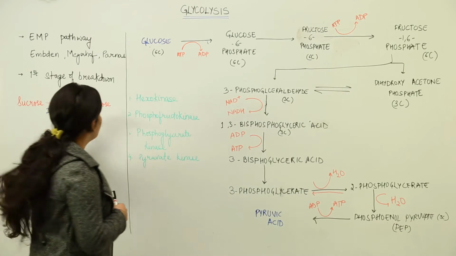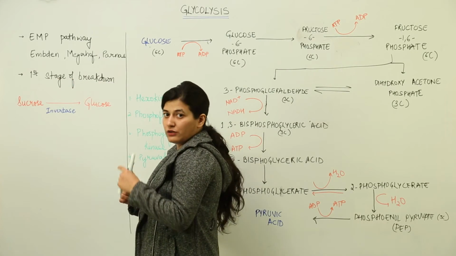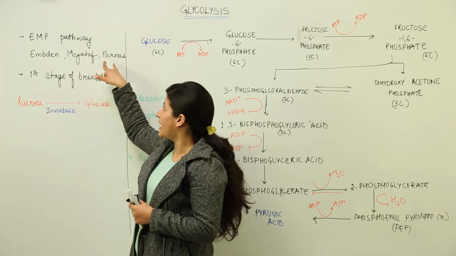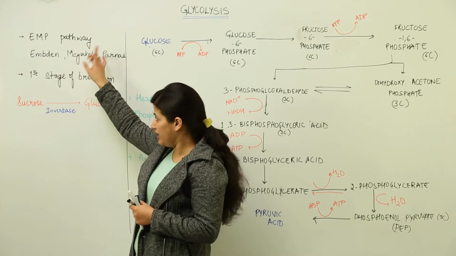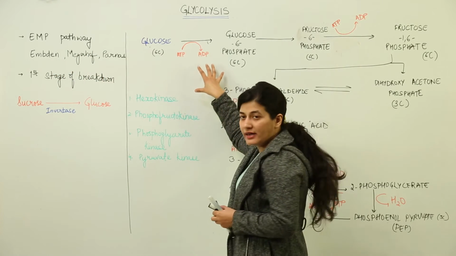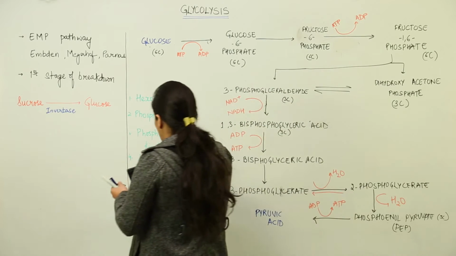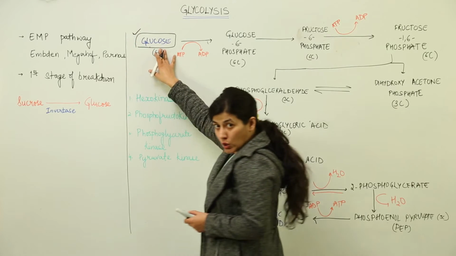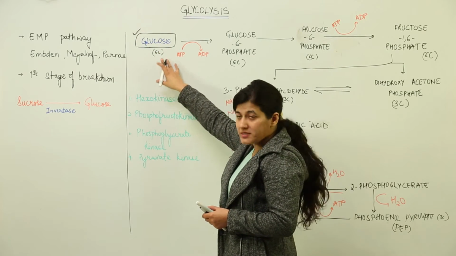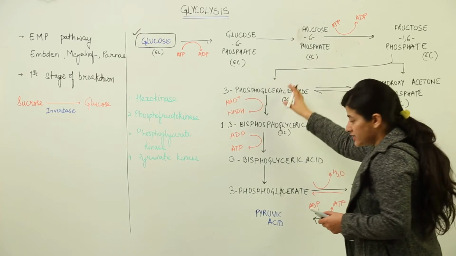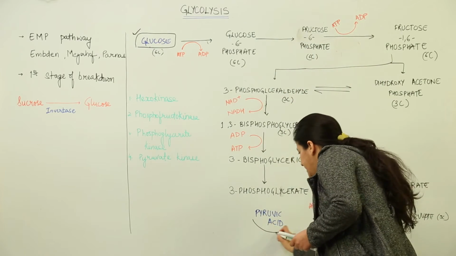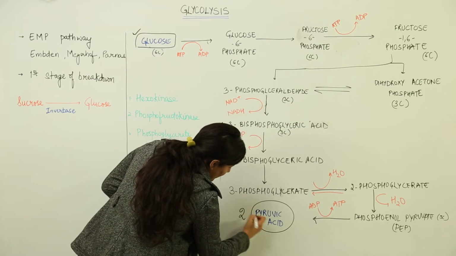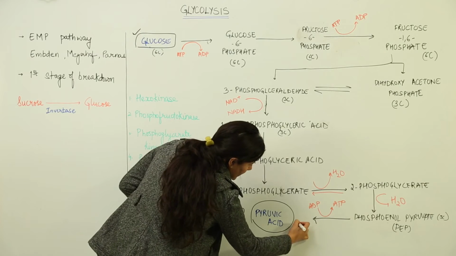Before that, we need to know that there were three scientists who were independently involved in discovering this pathway of glucose breakdown: Embden, Meyerhof and Parnas. That's why it is known as the EMP pathway. This is the first stage of breakdown of glucose, where we start from glucose. Please pay attention, glucose is a 6-carbon molecule. It has to undergo certain steps, and we are going to obtain 2 molecules of pyruvic acid. Why? Because pyruvic acid is a 3-carbon compound.